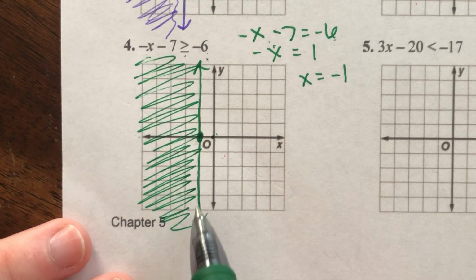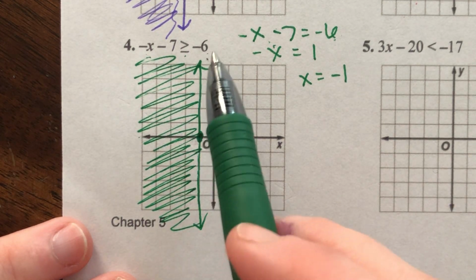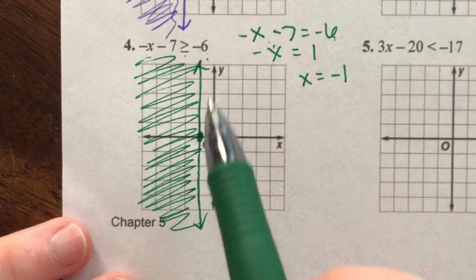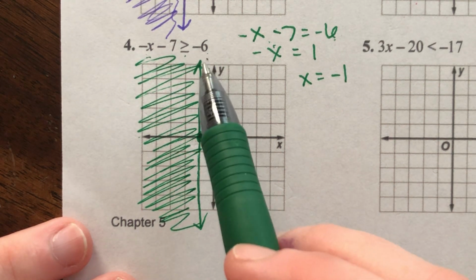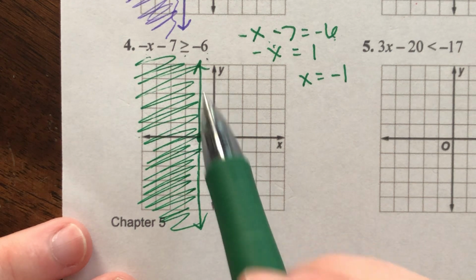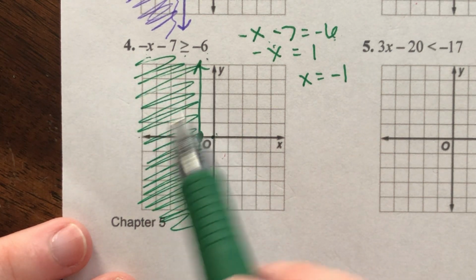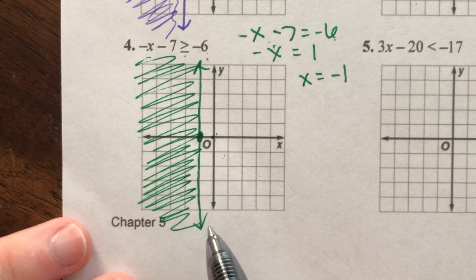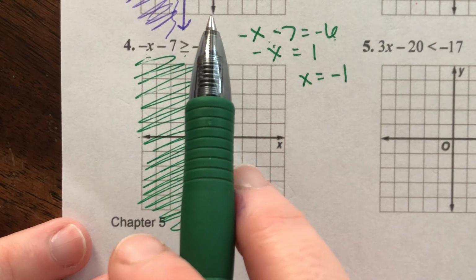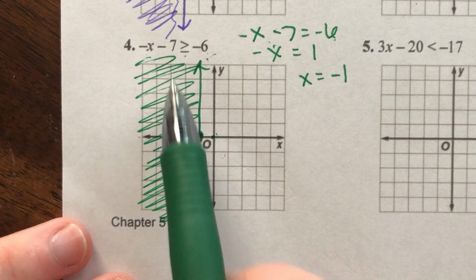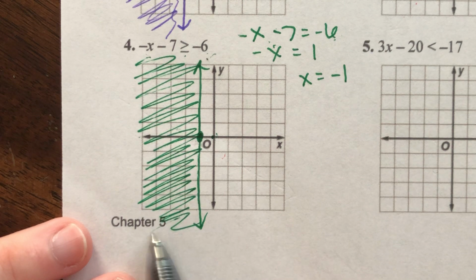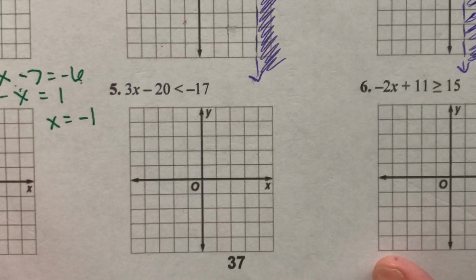We call this line the boundary line. When we're graphing our inequalities, we call this our boundary line. This is the boundary. All of our solutions are over here up until this boundary line, and then they stop. That's the boundary, right? So this line is our boundary line. Everything to the left of it, those are all of our solutions.